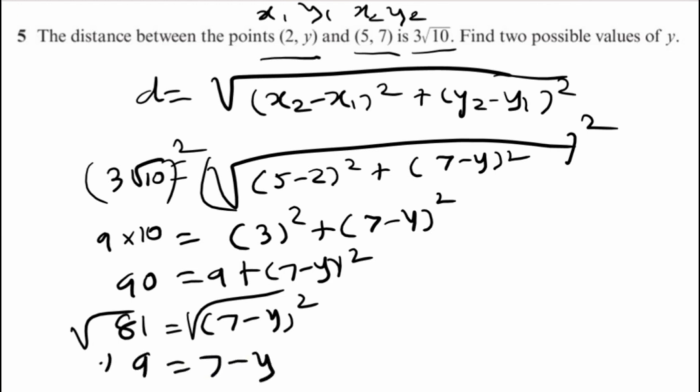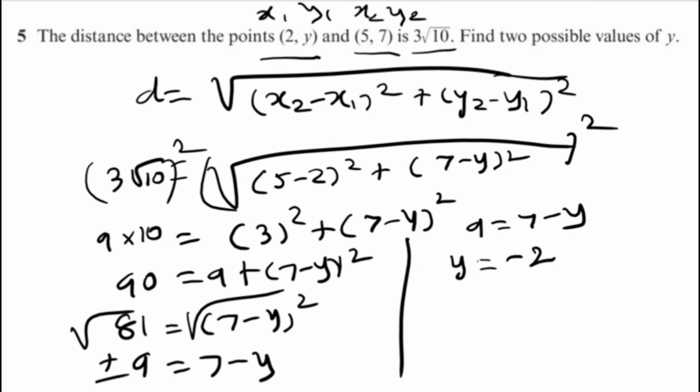But we have to find two values, so always put plus or minus 9. So 9 is equal to 7 minus y. The first value we are getting is y is equal to, minus 7 on both sides, so that will give you minus 2. That is the first value we are getting of y.